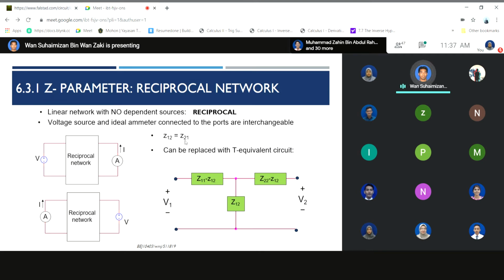So reciprocal means Z12 equals Z21. According to your Z parameter, you got 4: Z11, Z12, Z21, Z22. Then you compare whether Z12 equals Z21 or not. If equal, the network is reciprocal. So you can represent your model with this equivalent circuit, right? Okay. Any question until this?